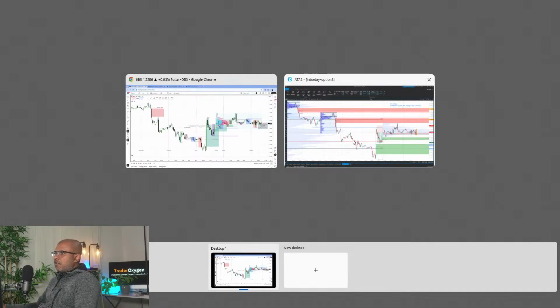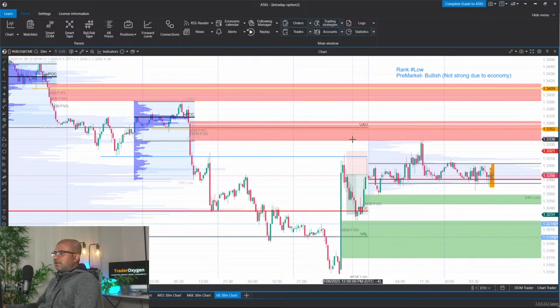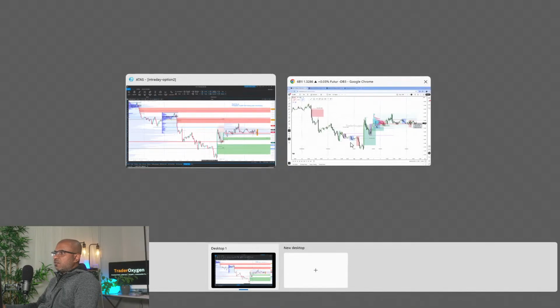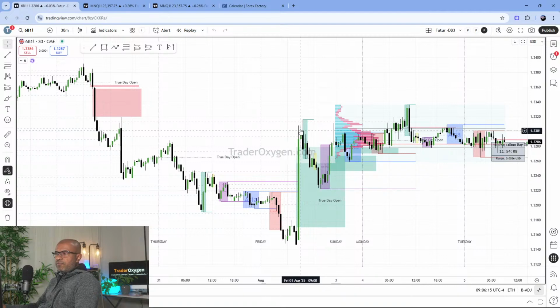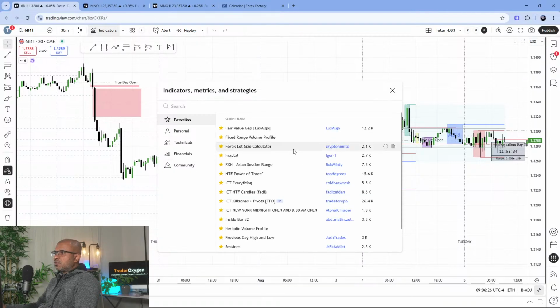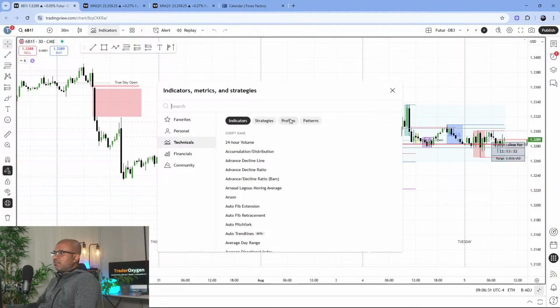However, the ATAS platform is a more powerful platform for order flow, volume profile, and order flow trading, because TradingView is a general trading and charting platform, which also has volume profile, right? We have the volume profile tools in TradingView. If you go into indicators, technical indicators, and go to profiles, you have them.